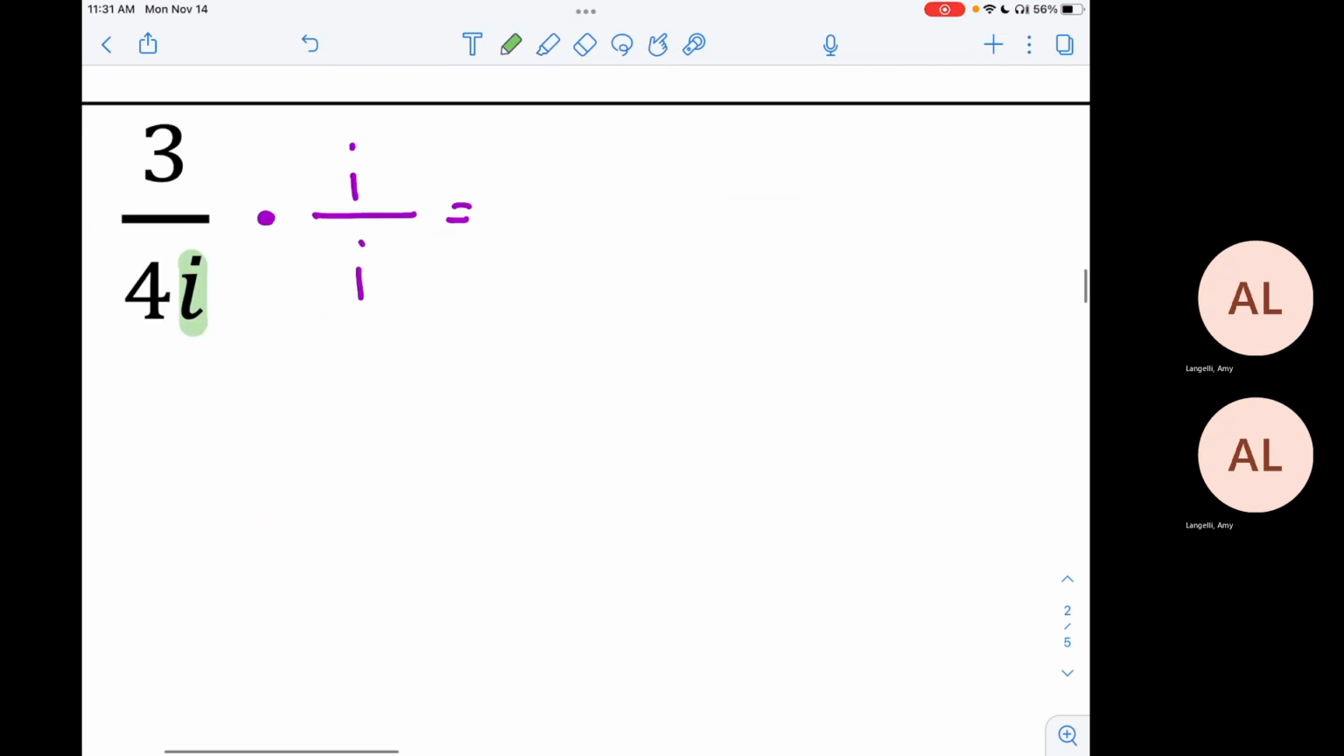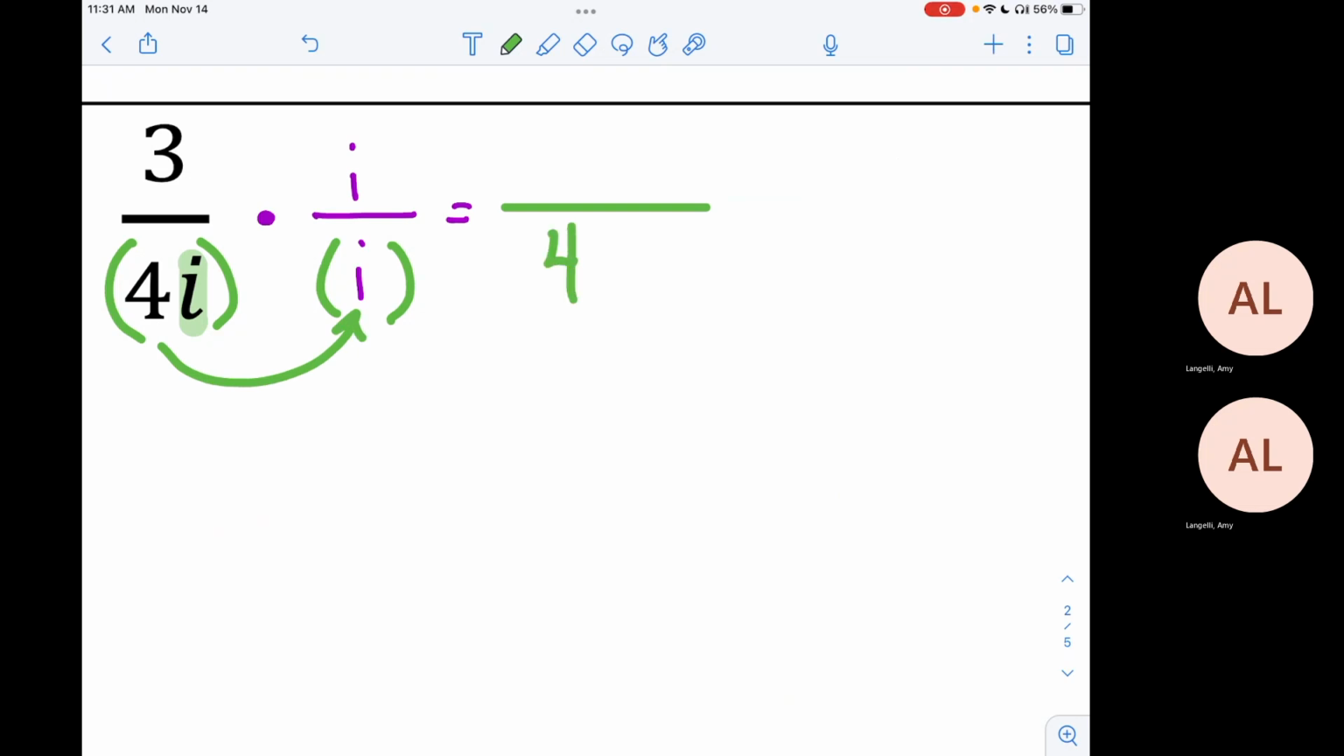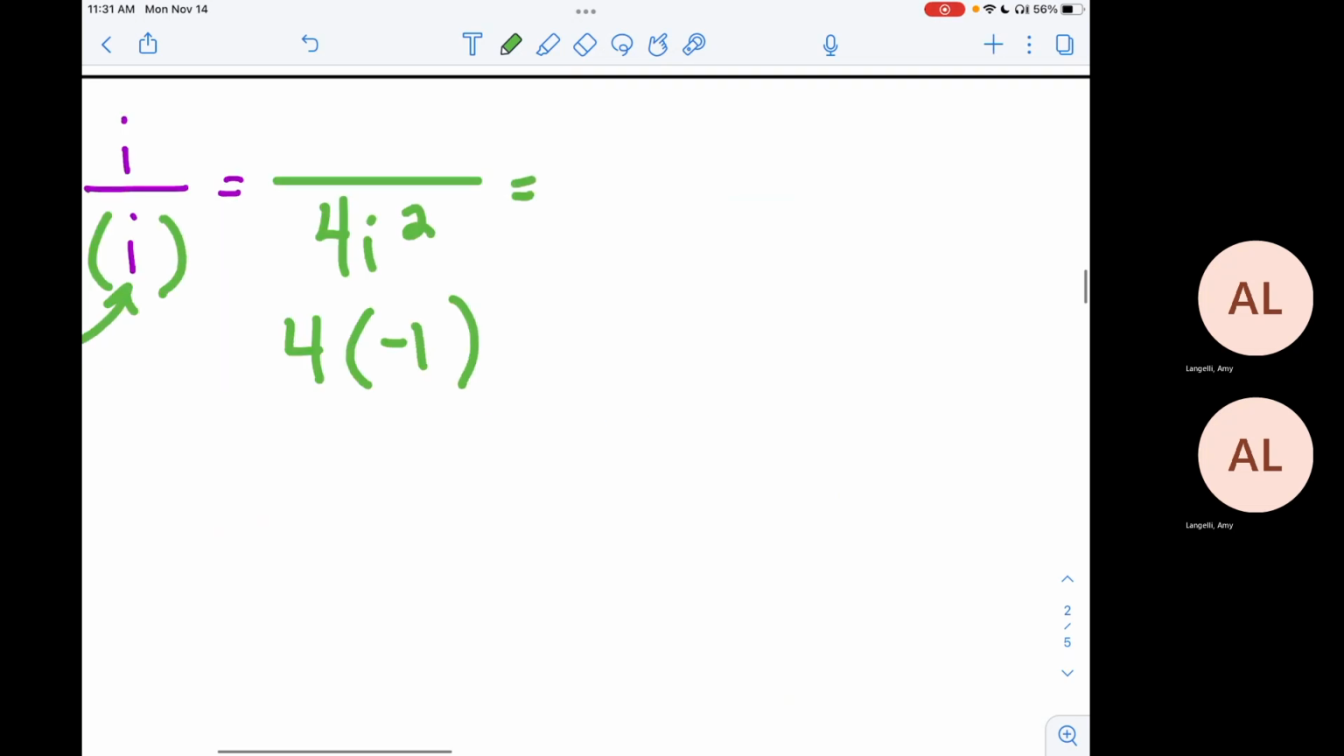Do you remember when I did this problem up above, did I do the entire denominator first or the entire numerator first? I did the denominator, and that's to make sure I don't screw it up. Okay, so what is 4i times i? 4i squared. Okay. Well, what did we learn i squared is? No, i squared is negative 1. What's 4 times negative 1?